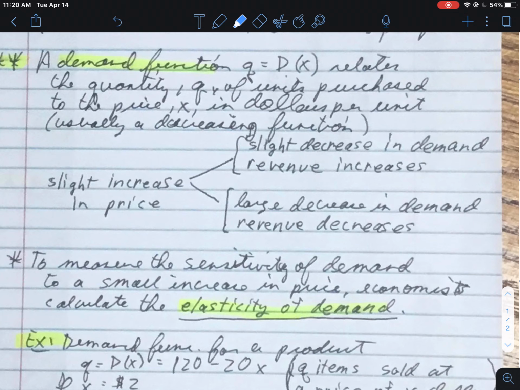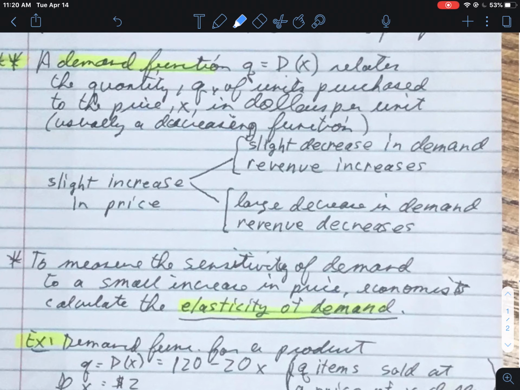So it's a relationship between the quantity purchased and the price x. We call that the demand, right? How much of the quantity are you going to sell? It depends on the demand for the item. So call that your demand function, or the quantity. And then x is your price.